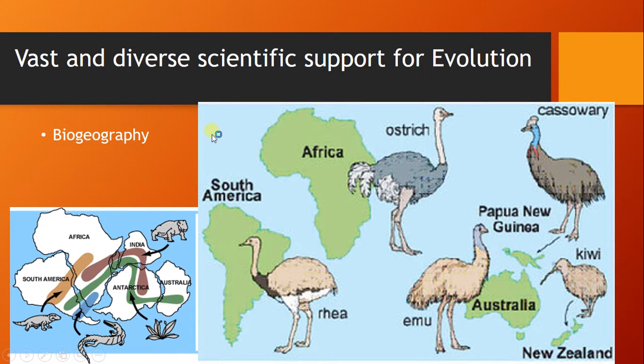And lastly, biogeography is a big piece of our support for evolution, something that didn't escape Darwin. He noticed the similarities of different species between disconnected places. For example, here, the ostrich in Africa, the rhea in South America, the emu in Australia, the kiwi in New Zealand, and the cassowary, I can't even pronounce that name correctly, I'm sorry, in New Guinea. They all have similar morphologies.